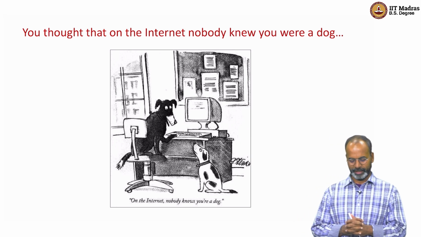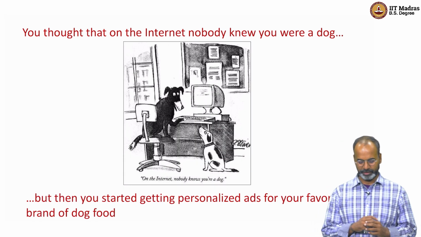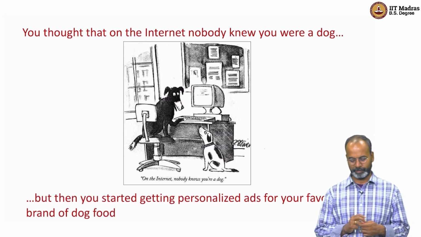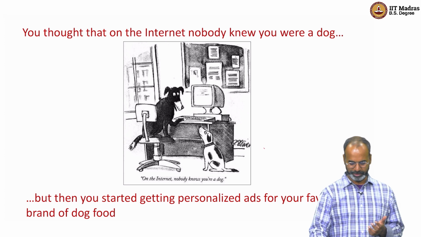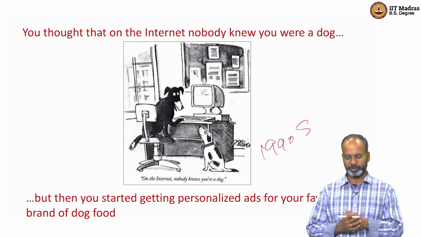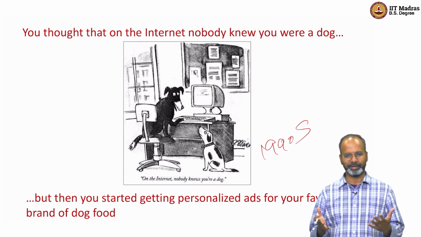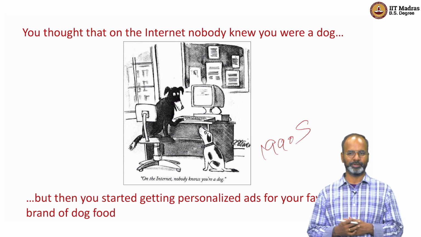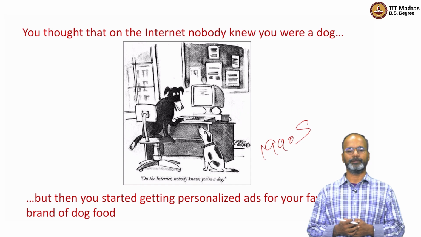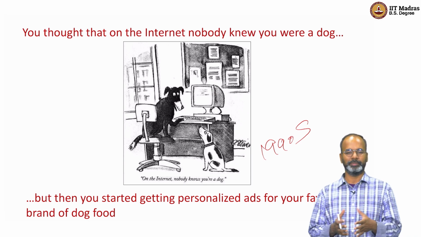There's a cartoon in which you thought that on the internet nobody knew that you were a dog, but then you started getting personalized ads for your favorite brand of dog food. This was a cartoon published in the 1990s in the New York Times, showing that even though you may think you're not being tracked and nobody knows you, the recommendations that you get are so much driven by what people know about you.